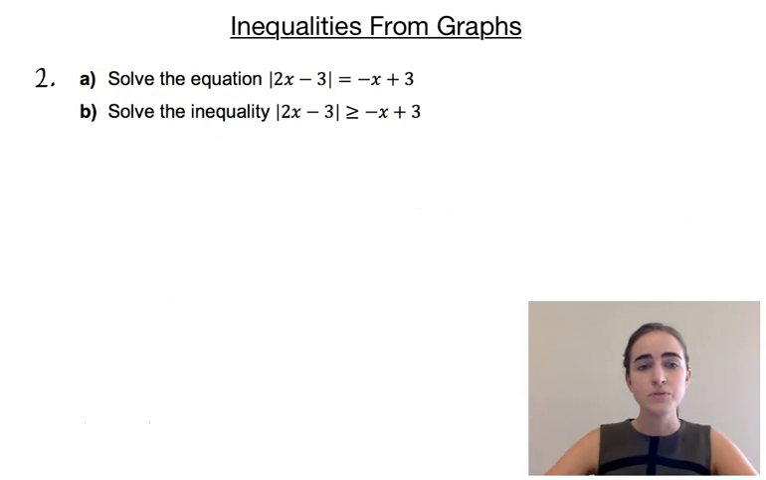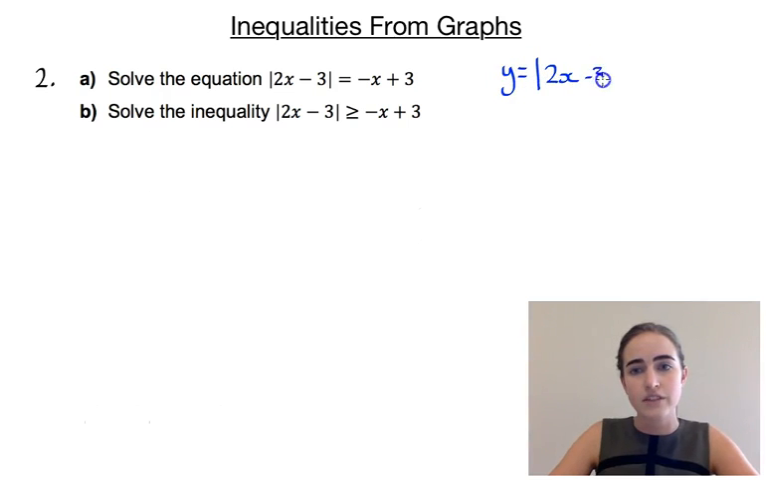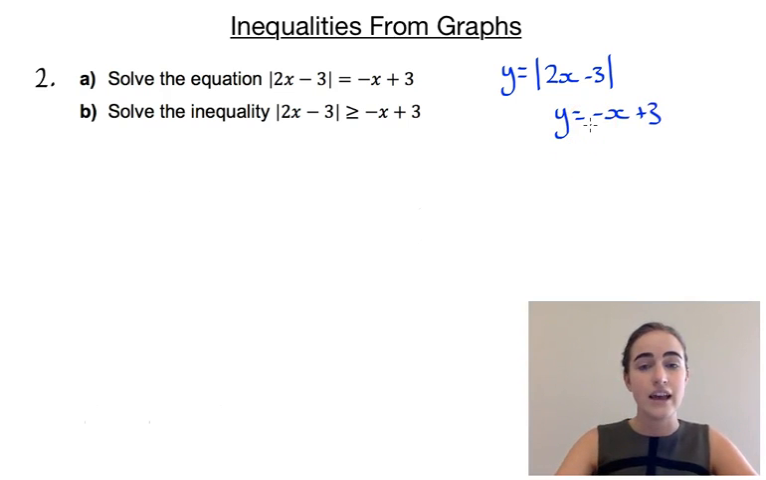Our second example, part A, asks us to solve the equation the absolute value of 2x minus 3 is equal to minus x plus 3. To do that, we're going to sketch a graph of the left-hand side of the equation and the right-hand side of the equation. So the 2 graphs we're going to draw are y equals the absolute value of 2x minus 3, and y equals minus x plus 3. We want to graph those as accurately as we can.